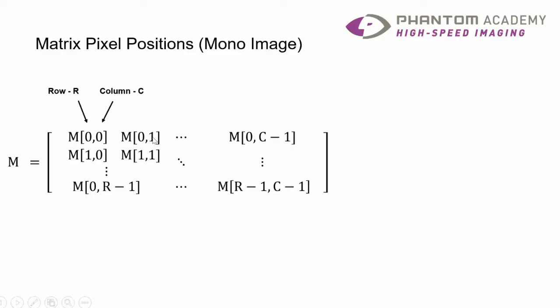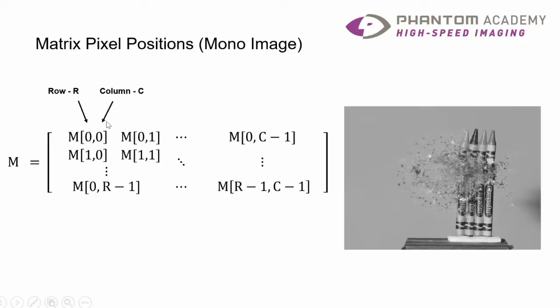MATLAB starts in indices of 1, which for images is more convenient, but in Python, everything starts at 0. If you look at this image, it could be represented as a large matrix of values, like you see here. So let's say, for example, you wanted to take this image that's stored in a matrix and grab a single pixel value. Let's say we want row 600 in column 50.